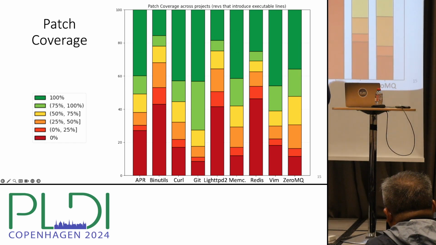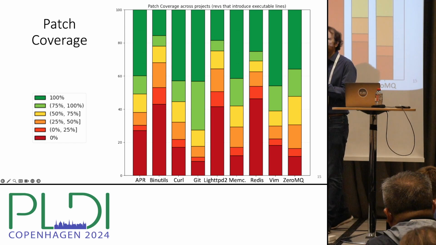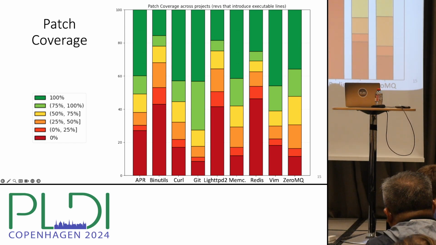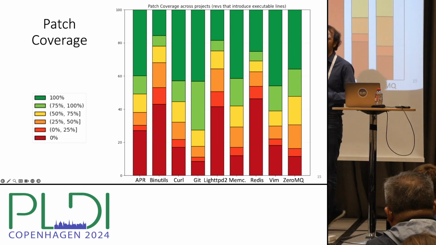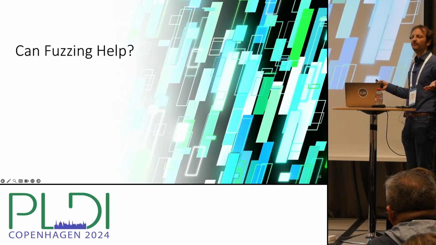And in fact, things are even a bit worse because here I treat every patch equally. But as you can imagine, a patch which has 2 lines of code is much more likely to get high coverage than one that has 200 lines of code. And the other thing, again, this is a very low bar. A lot of this coverage is in fact incidental. They're not really testing the behavior introduced by the patch. They're just touching the lines of the patch. So, can fuzzing help?